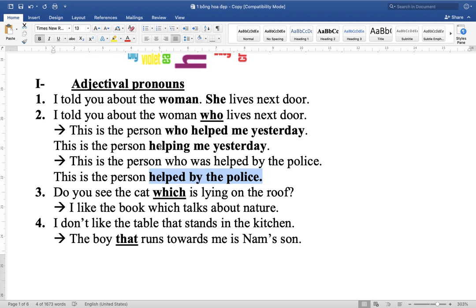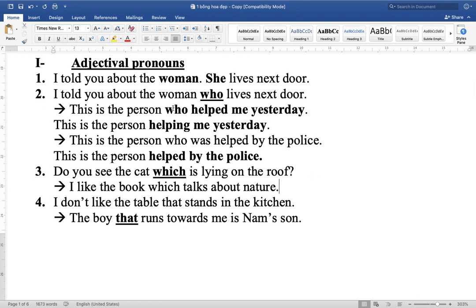So we have two ways of reducing a relative clause. If it's an active voice, you use an ing verb, and if it's a passive one, we use a verb 3 or ed. So this is the present participle, and this is the past participle. Okay. So these are very simple ways to write a complex sentence. Okay, next. And who, we just know that we use this to replace a person.